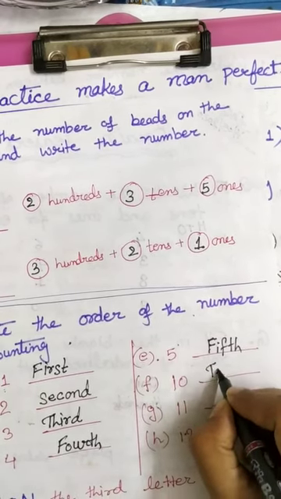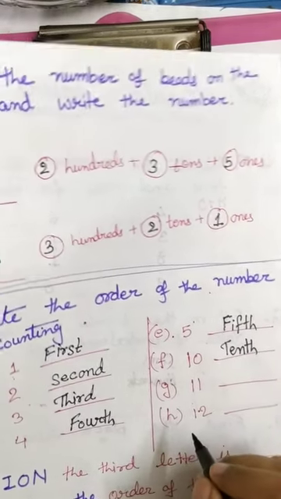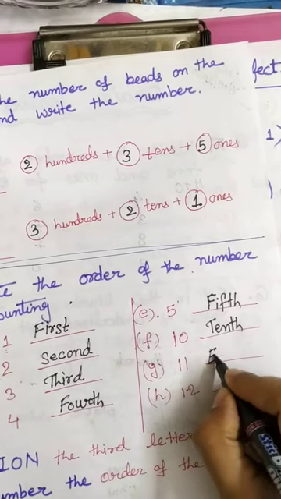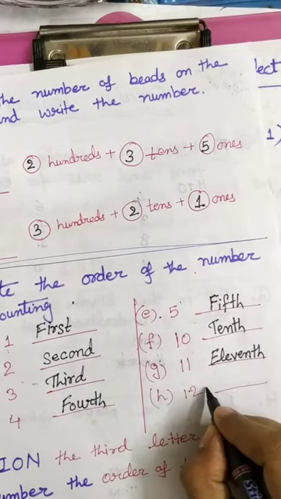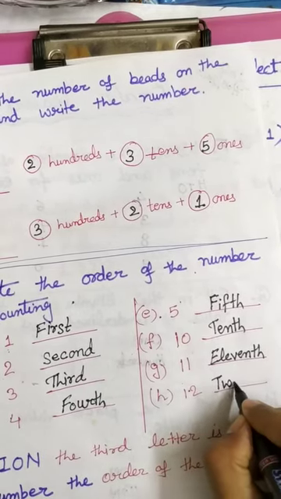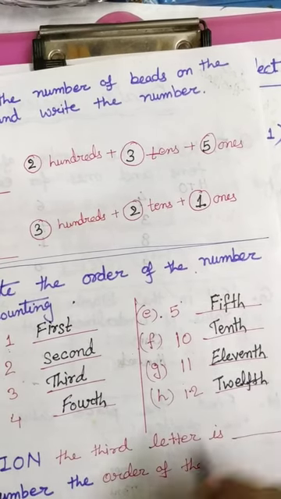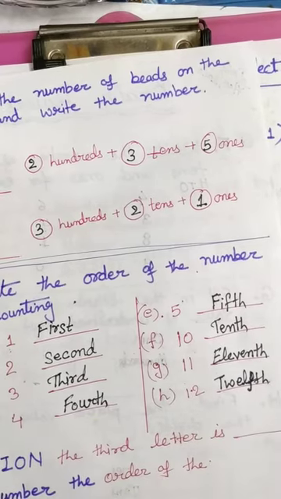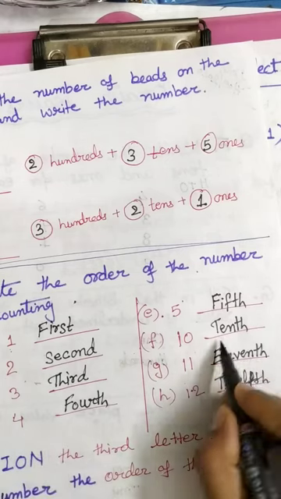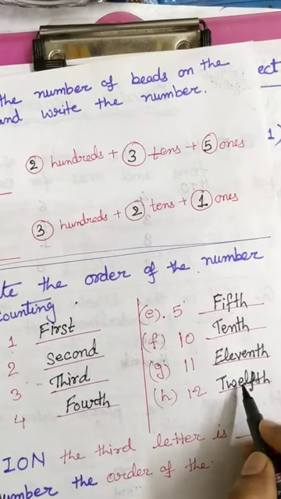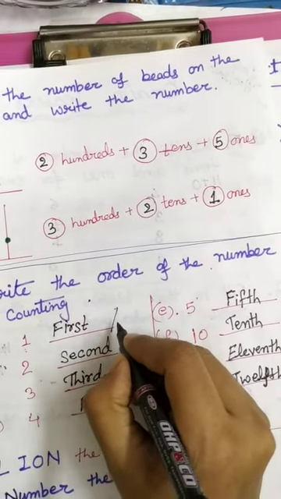10. TENTH. Tenth. Clear? 11th. ELEVENTH. And 12th. TWELFTH. 12th. FTH. It's not V. Okay? 12th. That is in ordinal form. Fine? And the last you will write in another way also, as we have discussed it earlier.